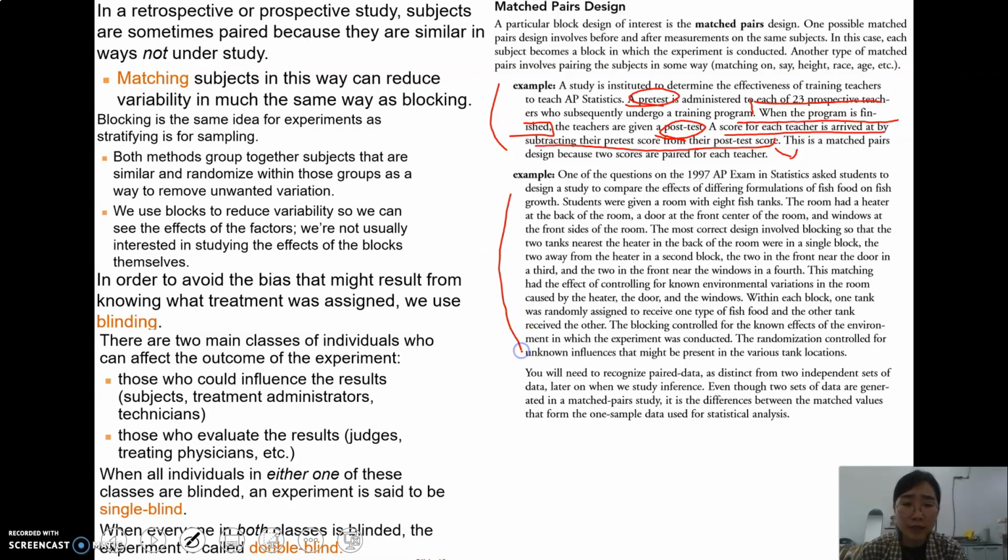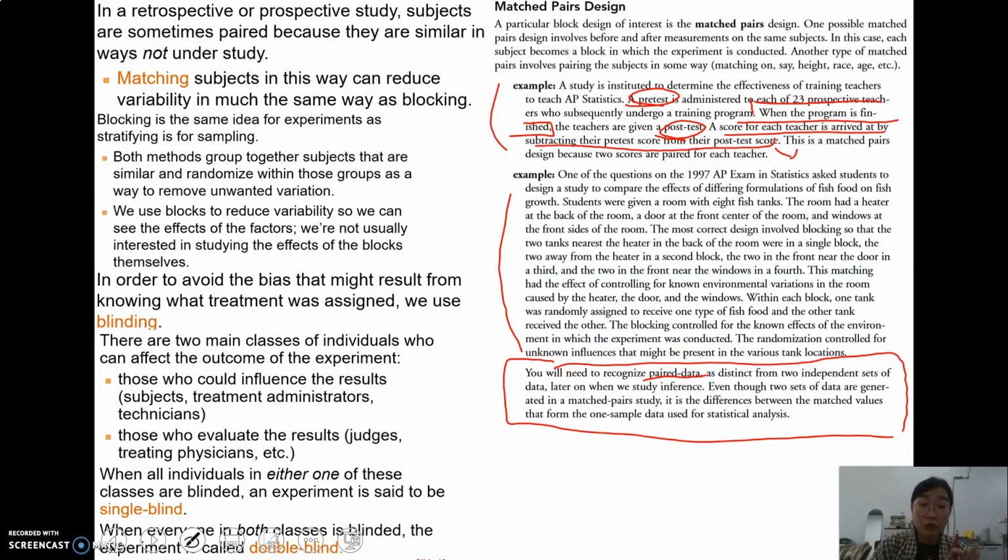You can read about the second example, and again, this part is not about the matched pair, but it's about the paired data, and you need to distinguish between the two.